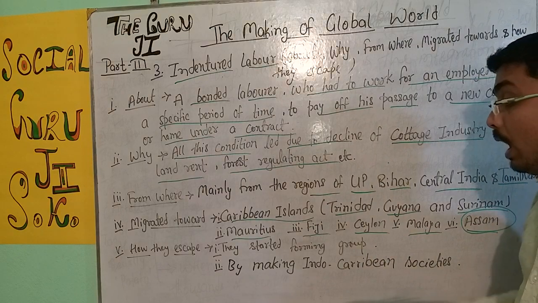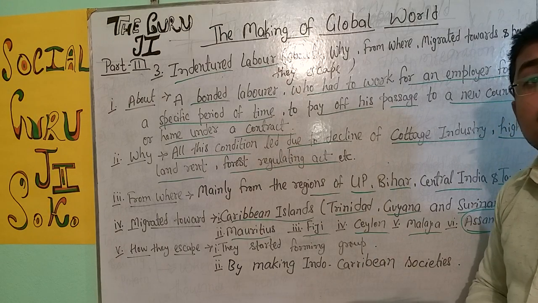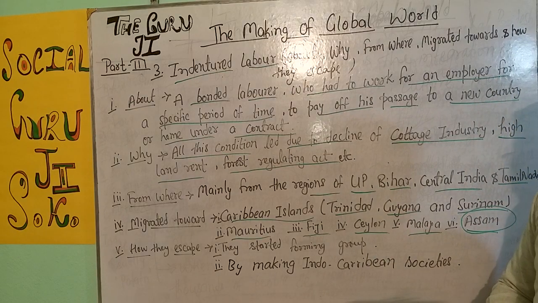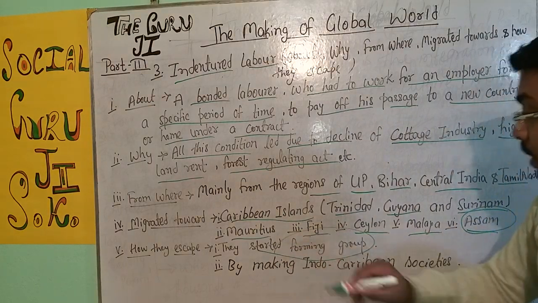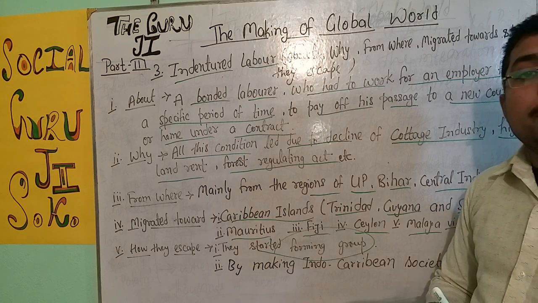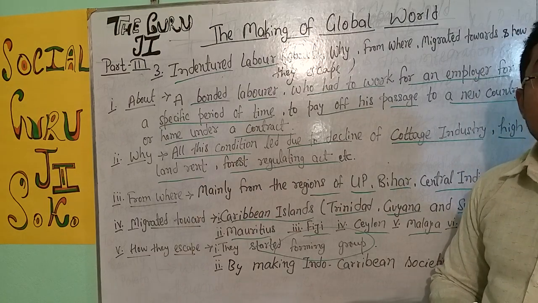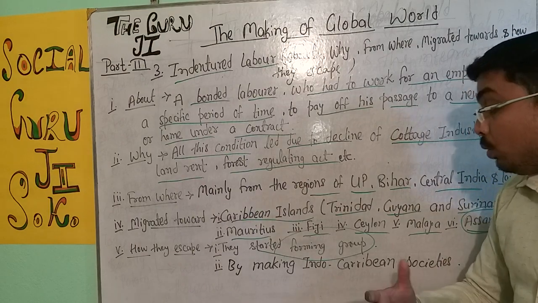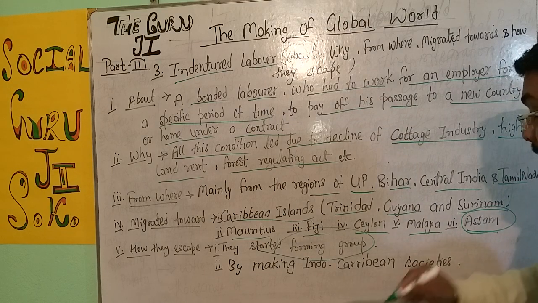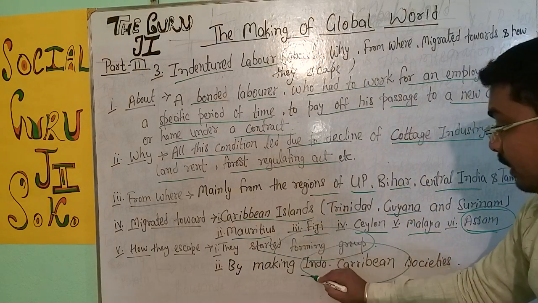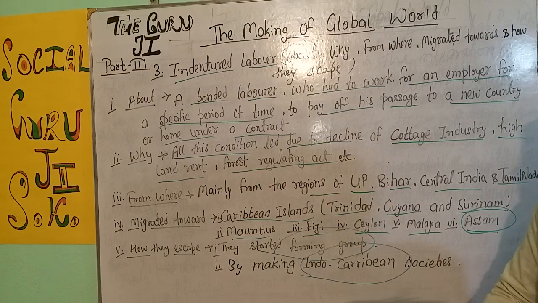Okay. अब इस पूरे miserable conditions से बचने के लिए what steps did they start taking? So they started forming groups. मैंने आपको important terms वाले टॉपिक में पढ़ाया था, Hosay and Rastafarian. So by making these kinds of things, by making Indo-Caribbean societies, they started protecting themselves.